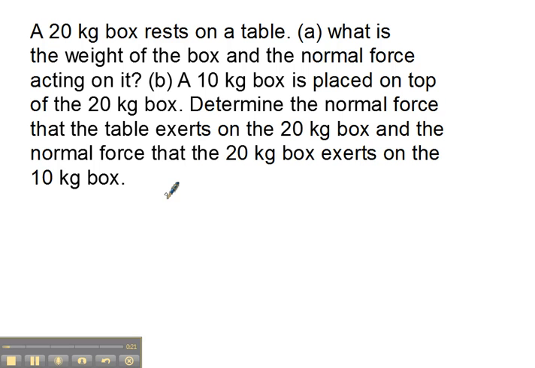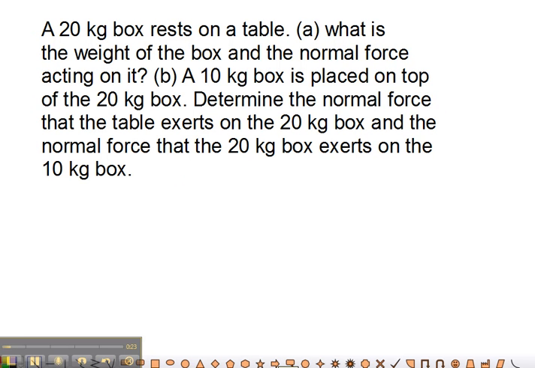So lots of stuff going on, but basically if you draw it, it's not too bad. So for the first part, we just want to know what the weight of the box is, which is another word for force of gravity. We don't use weight in this class, just force caused by gravity. So let me draw a box in here.